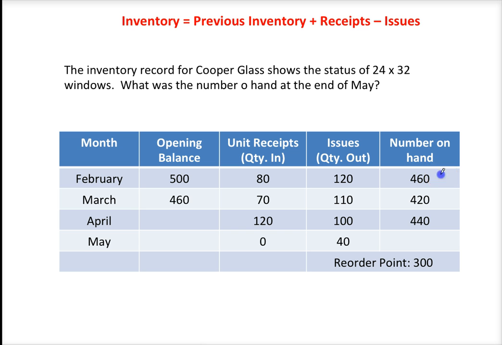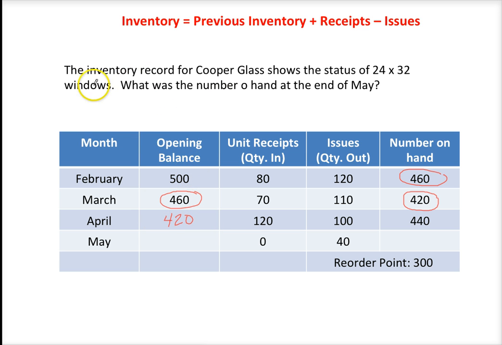When we go to March, notice whatever we had at the end of February, that's what we'll have at the beginning of March, because we're assuming nothing's going to change between the last day of February and the first day of March. During March, they received 70, okay, so that takes them up to 530, and they issued 110, so that would subtract. 530 minus 110 gives us 420, and that's how many we had on hand at the end of March. Now, April's starting balance is missing, but we know that whatever we had at the end of March, that's what we should start with at the beginning of April. Okay, and then we go ahead and move on.